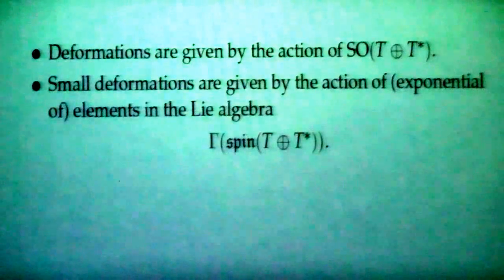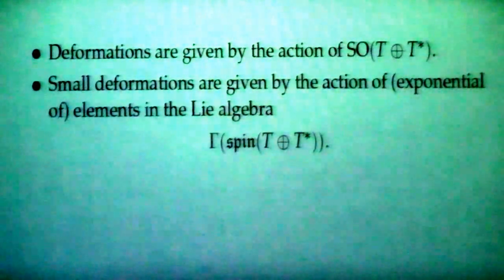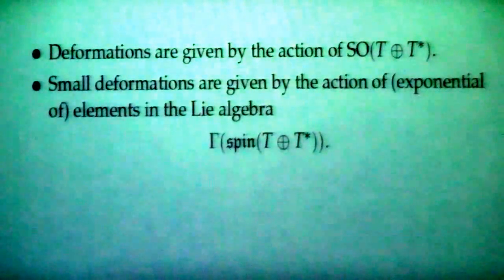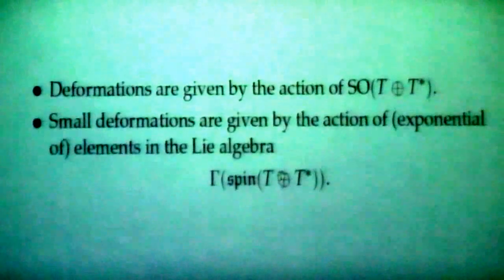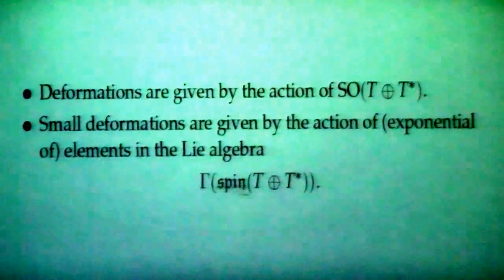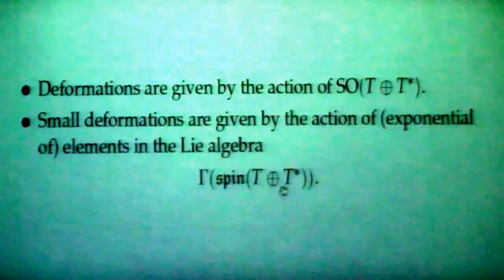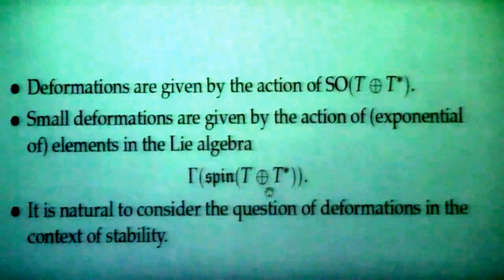Of course, if you are doing just small deformations, which is really what I'm interested in, some sort of stability theorem, you don't have to pick a generic element in the group. You can pick small elements in the Lie algebra and just exponentiate them. So the small deformations are given by exponentials of elements in sections of spin. This is a section of wedge 2 of T plus T star.